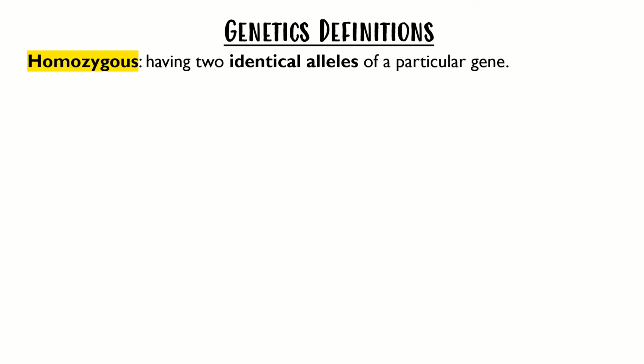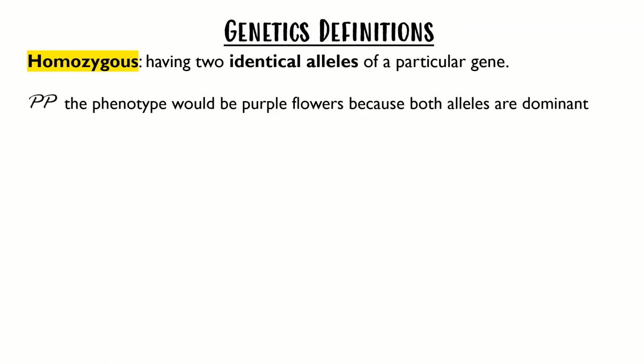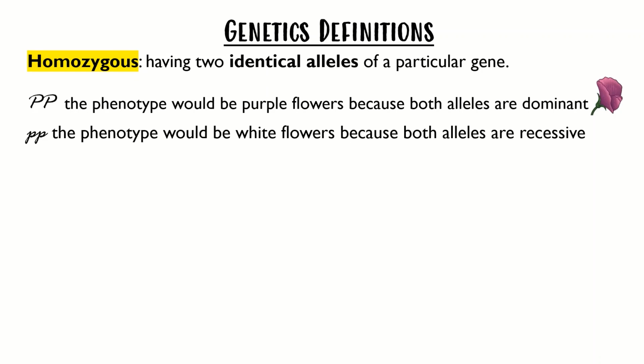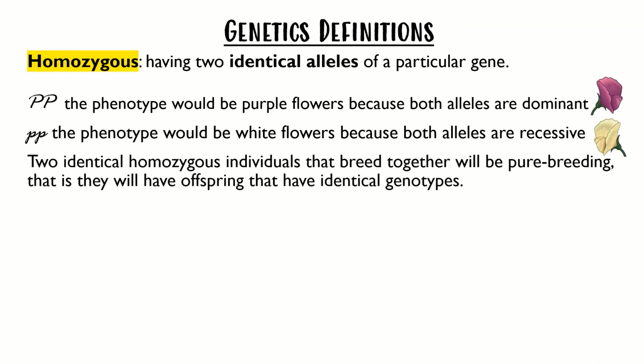Two more definitions. Homozygous, homo meaning the same. Homozygous means they have two identical alleles of a particular gene. So it'll be two capital letters or two small letters. So capital P, capital P, the phenotype would have purple flowers because both alleles are dominant. Small p, small p, the phenotype would have white flowers because both of the alleles are recessive. Two identical homozygous individuals that breed together will have pure breeding. That is, they will have offspring that have identical genotypes.